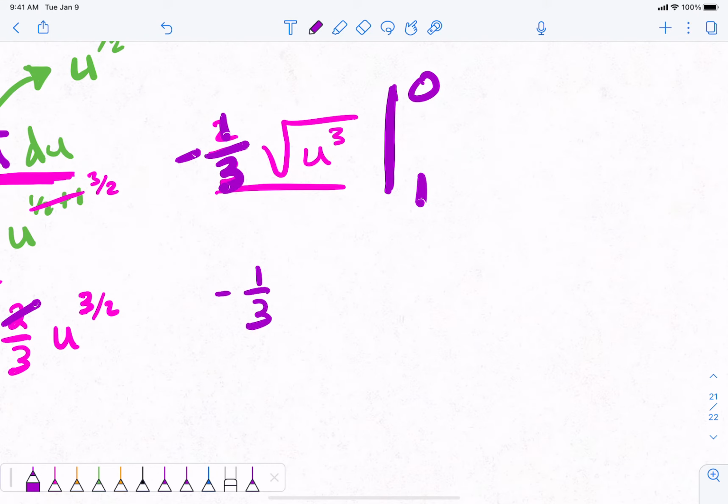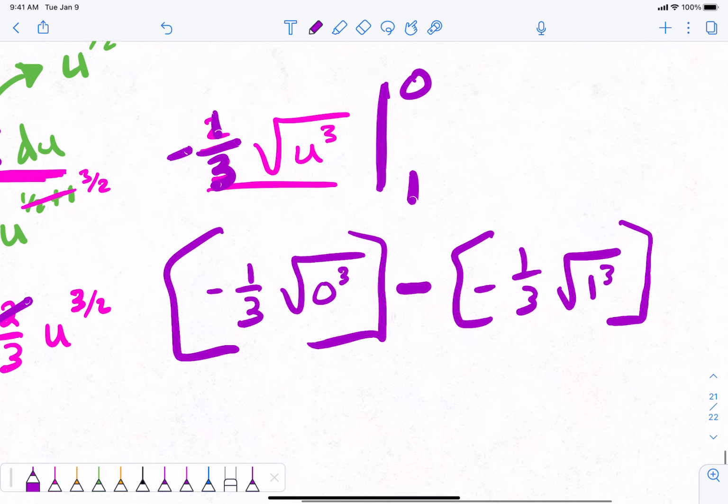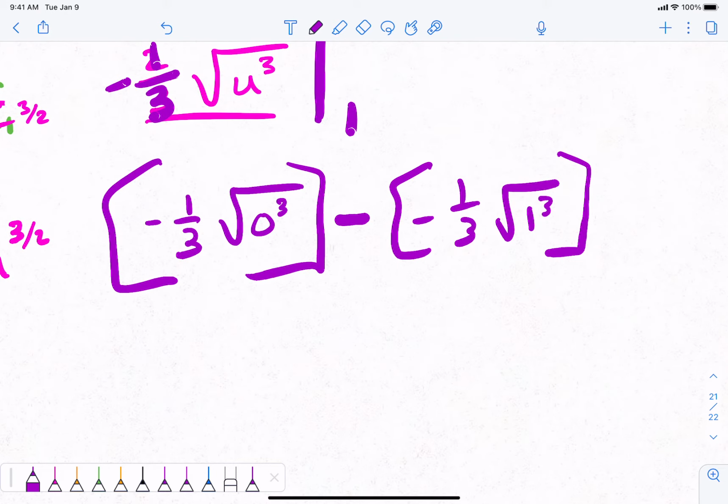You have to plug the 0 in first, right? The top one goes in first, minus what you get when you plug the bottom one in. All right, 0 to the third power and the square root of that.